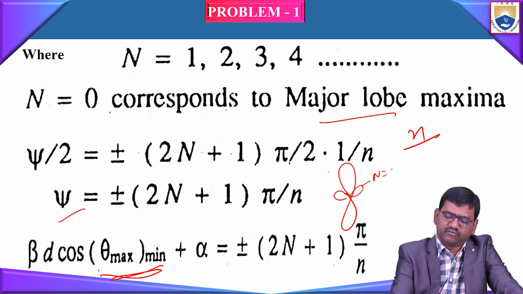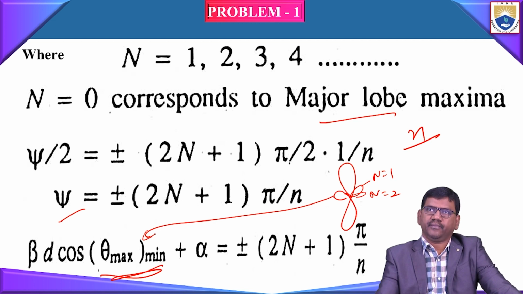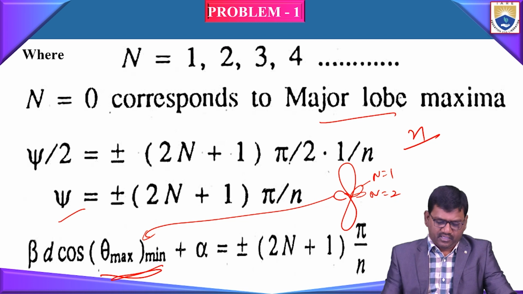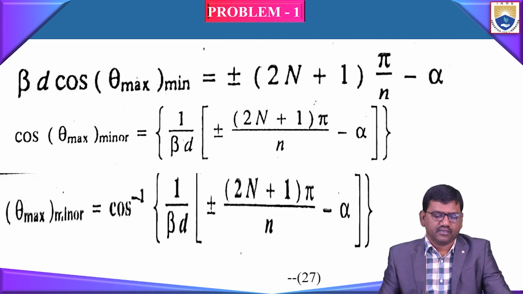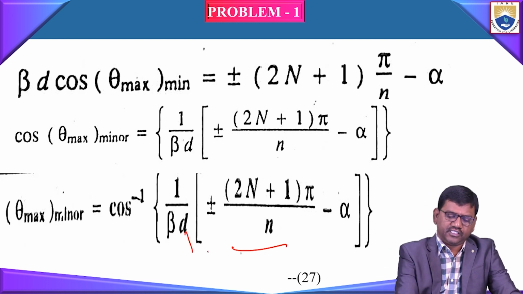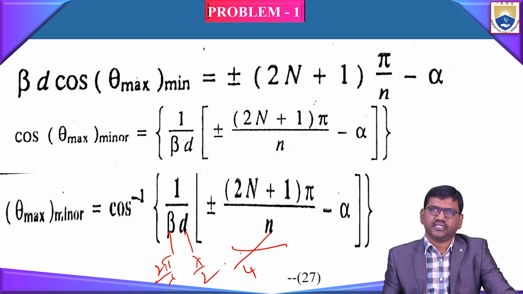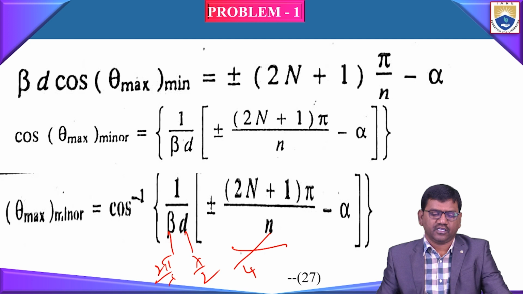So this is N is equal to 1, this is N is equal to 2. The minor lobe maxima we indicate by the term theta max of min here, plus alpha, so plus or minus (2N plus 1) into pi by n. Let us substitute beta from this equation. If you simplify, you will get this minor lobe maximum value. In our case we have 4 elements. So d is the spacing and n is the number of sources, taken as 4 here. Beta is 2 pi by lambda, and d is the spacing given as lambda by 2. So let us substitute these 3 values here and find the values of the minor lobe maxima.